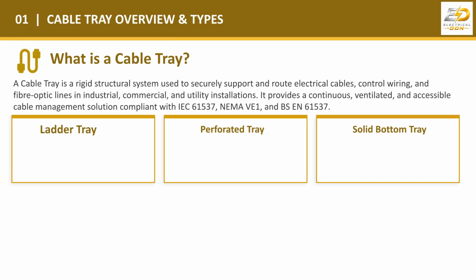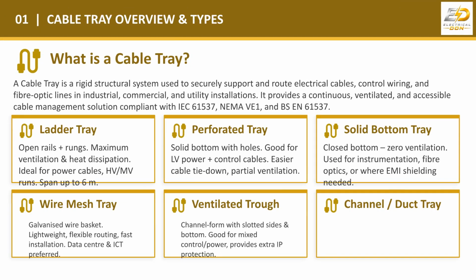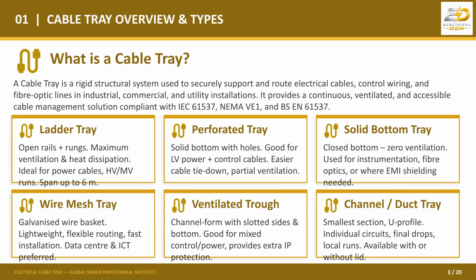A cable tray is a structural system for supporting and routing electrical cables, control wiring, and fiber optics in various installations, compliant with major international standards. The common types include ladder, perforated, solid bottom, wire mesh, ventilated trough, and channel/duct trays, each suited for different applications based on ventilation needs, load capacity, and cable type.